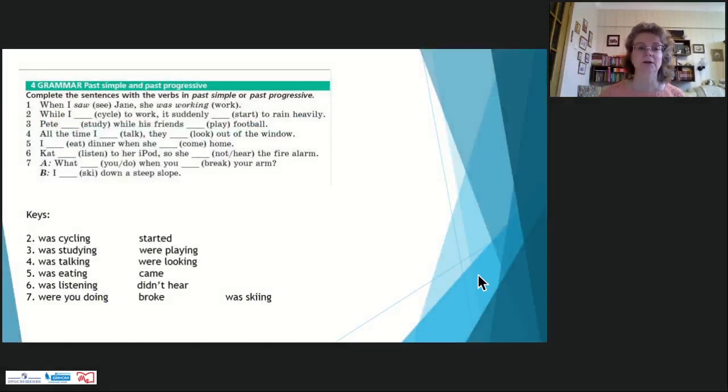Now let us check your task. So here we have got keys. So this is the task and these are the keys.